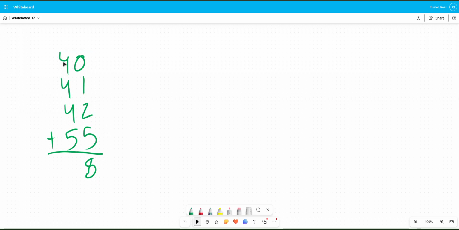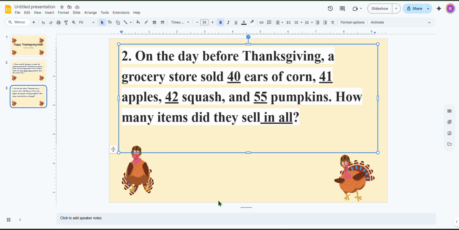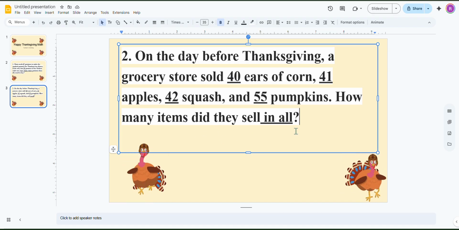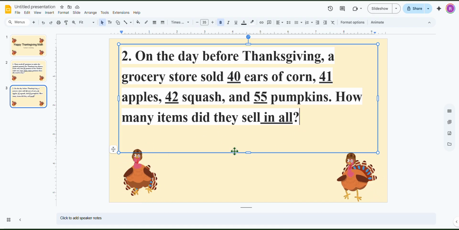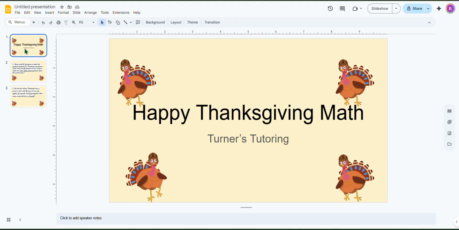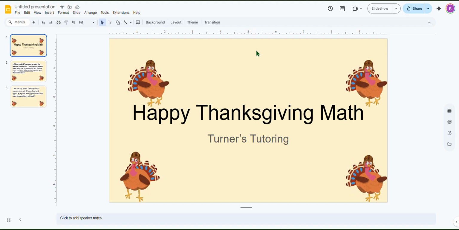Now I have these, so I have combined like terms, and we can use a little bit of multiplication in this if we know our multiplication facts, or we can just add on 4, 4, 4. So 4 times 3 is 12, plus 5 is 17. So I need to fill out the extra place value and go into the hundreds, so 17. So when we add these together, it all equals 178. So how many items did they sell in all? They sold 178.